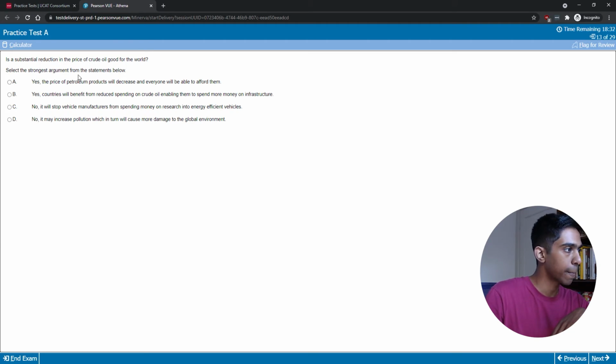Is a substantial reduction in the price of crude oil good for the world? So we want to be targeting good for the world and the price of crude oil. So yes, this has nothing to do with whether it will be good for the world. So it's not A, I don't think. Countries will benefit from reduced spending on crude oil, enabling them to spend more money on infrastructure. This one also not that clear why it would be good for the world.